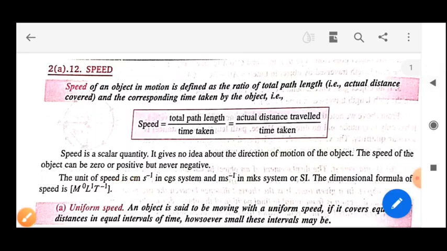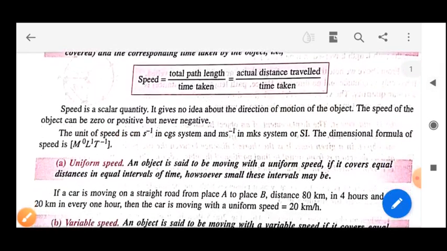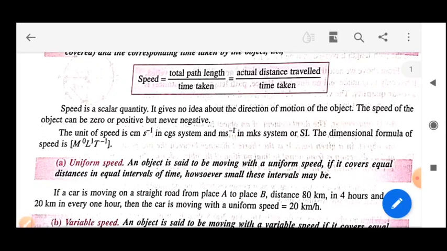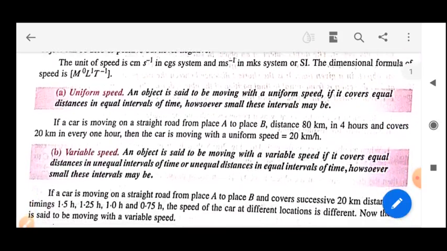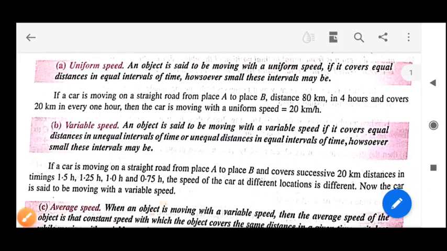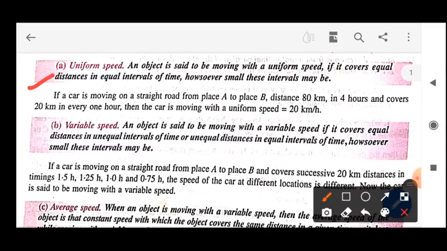Clear, I think. The next one, let's see here the unit of speed. In the CGS system, you will see that is centimeter per second. In the MKS system, meter per second. So the dimensional formula, as we have discussed in the first chapter already. Now let's see some types of speeds here. So the first type of speed is uniform speed. So uniform speed is what?